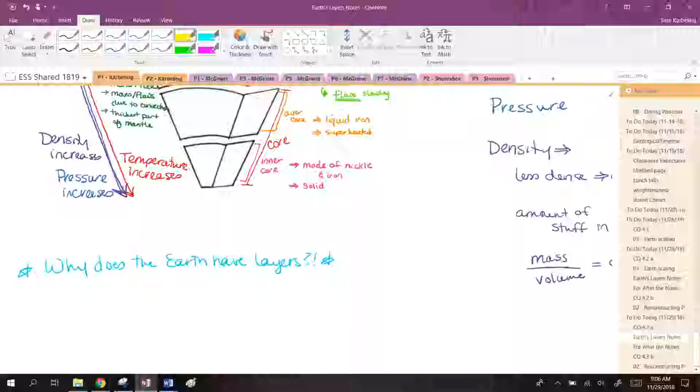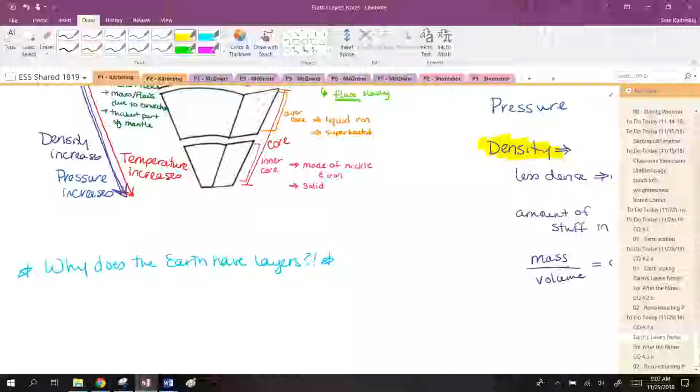All right, let me tell you. We talked about it yesterday. This is the answer right there. Density. Density has to do with the reason the Earth has layers. We will talk more about density and actually get into exactly how and why it works. But I want to give you two quick examples.